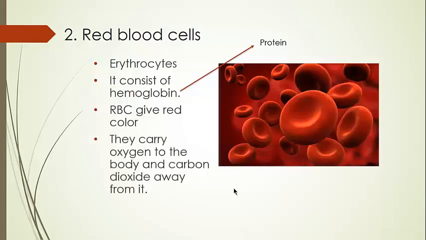Now coming to the function of the red blood cells, they carry oxygen as I told you earlier. Red blood cells carry oxygen to the body and carbon dioxide away from it. So this is the basic function of red blood cells. There are two functions of red blood cells. The first one is that they give red color to the blood, and secondly, that they carry oxygen to the body and carbon dioxide away from it.